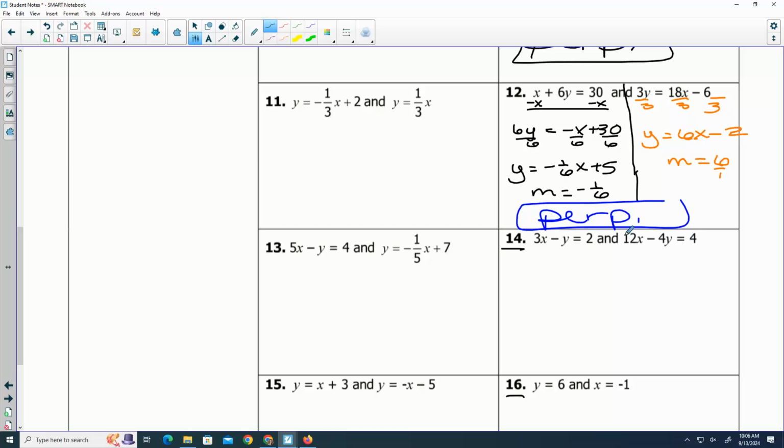So we have to get y equals mx plus b form. So here we'll start by subtracting the 3x. So negative y equals negative 3x plus 2. And negative y is the same as negative 1y. It's multiplied with negative 1. So we have to divide by negative 1. So we get y equals 3x minus 2. What's my slope? 3. Just a number in front of x.